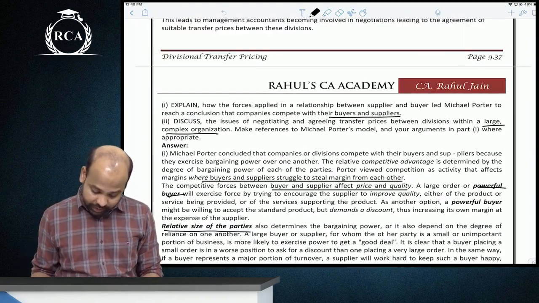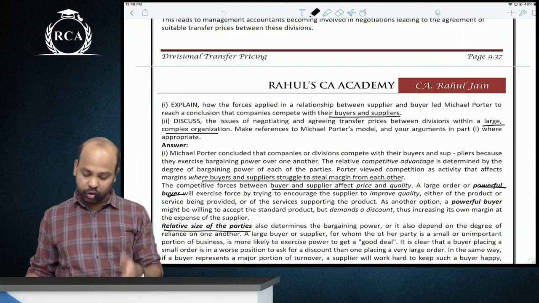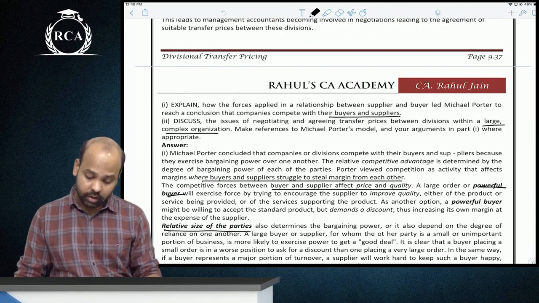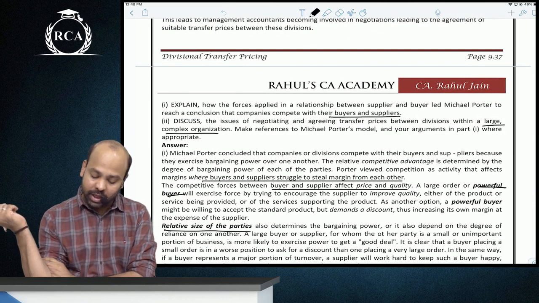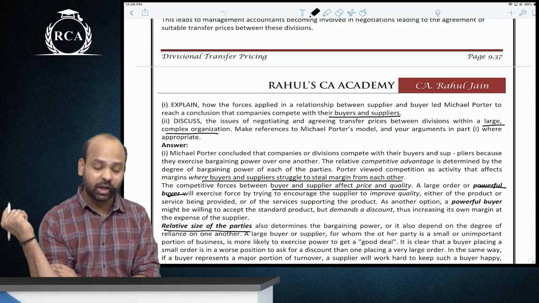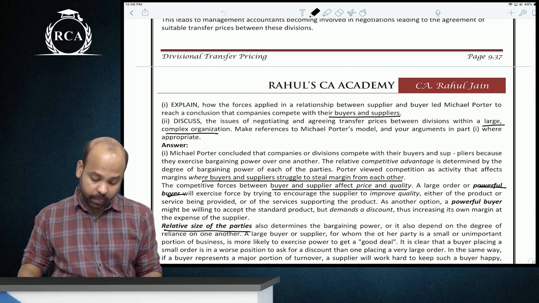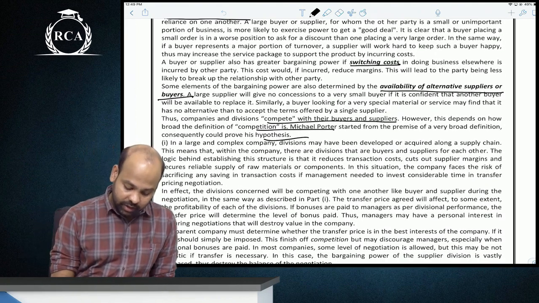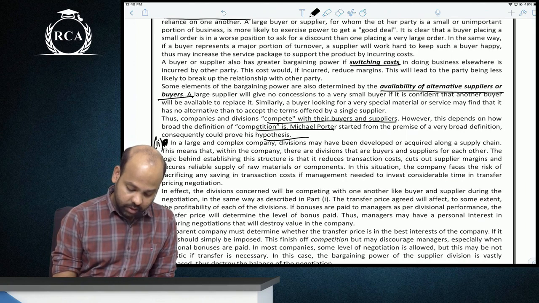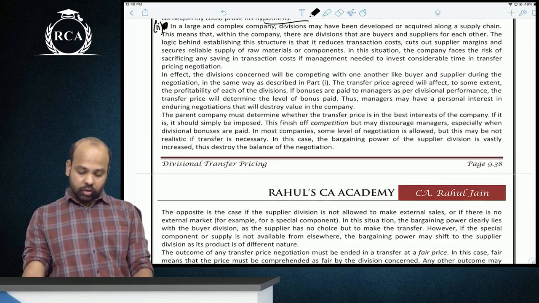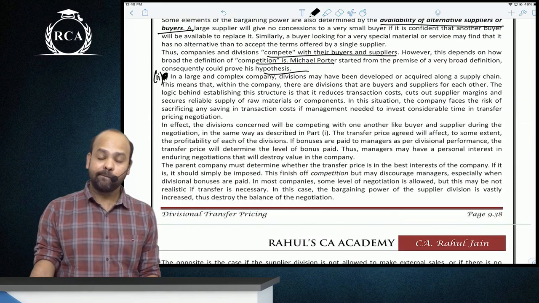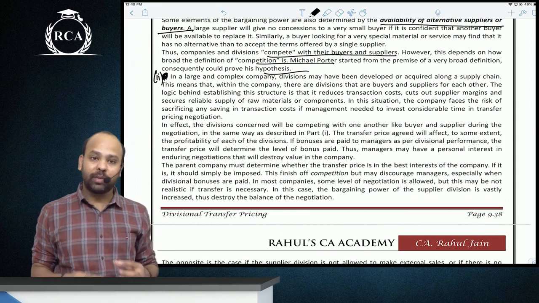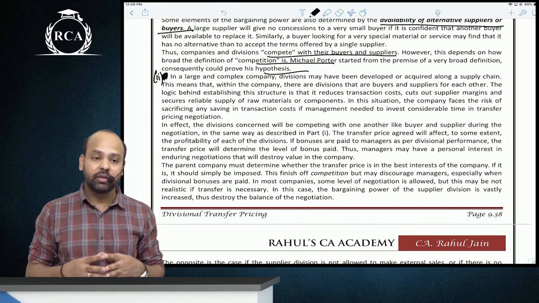Now, if you look at the second bit here: discuss the issues of negotiating and agreeing transfer prices between divisions within a large complex organization. Make references to Michael Porter's model and your arguments in part 1 where appropriate. This is the answer to the second bit. Here the first bit is given, but this is actually the second bit. Numbering is wrong. So what this entire bit is all about is how bargaining is created between buyers and sellers.